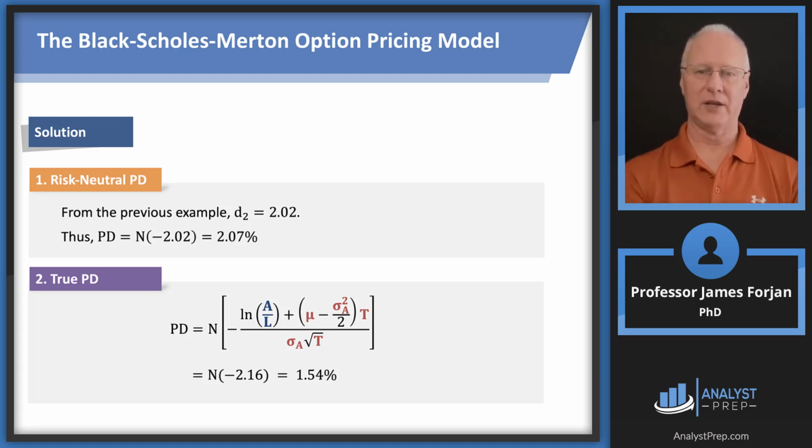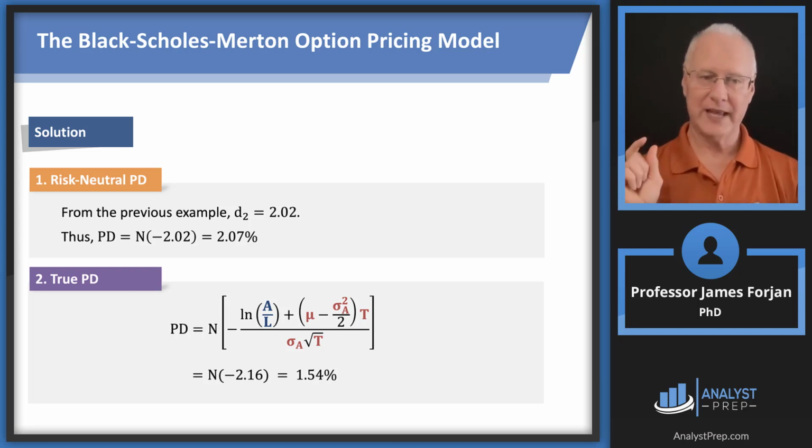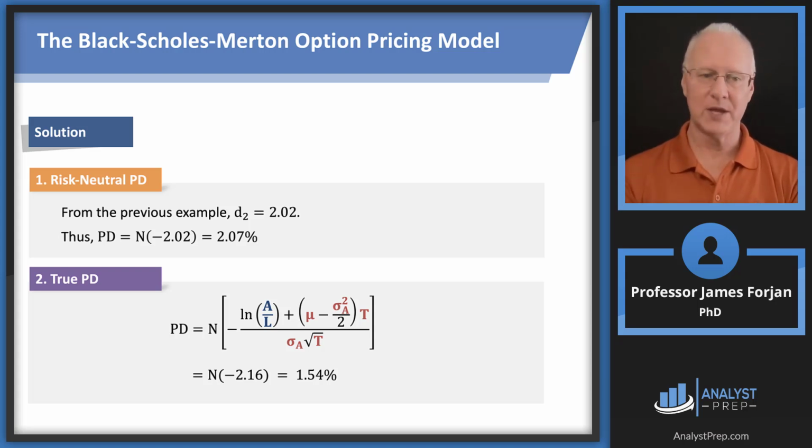Now hold off on that calculation here for just a second. If we do that, we get 1.54. Compare that to the risk neutral probability of default, which is 2.07. So that's a big difference between those two. Once again, what does the Merton model do? It adds complexity, it adds value. So we're going to have a more accurate measurement of that true probability of default, which we can then use in those models that we talked about earlier.